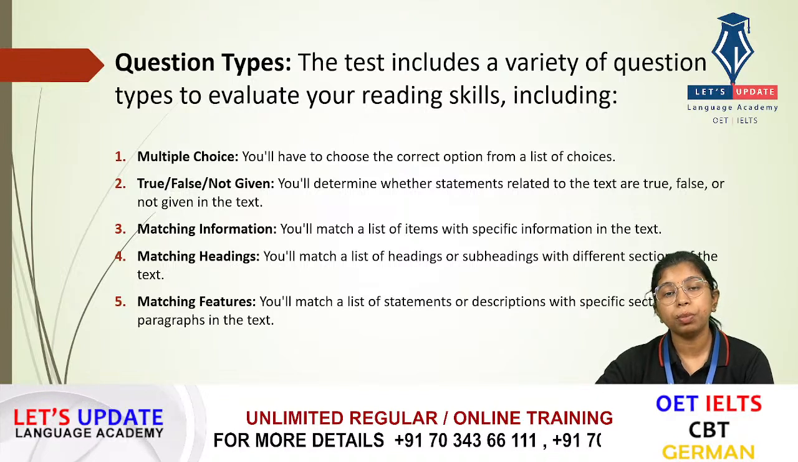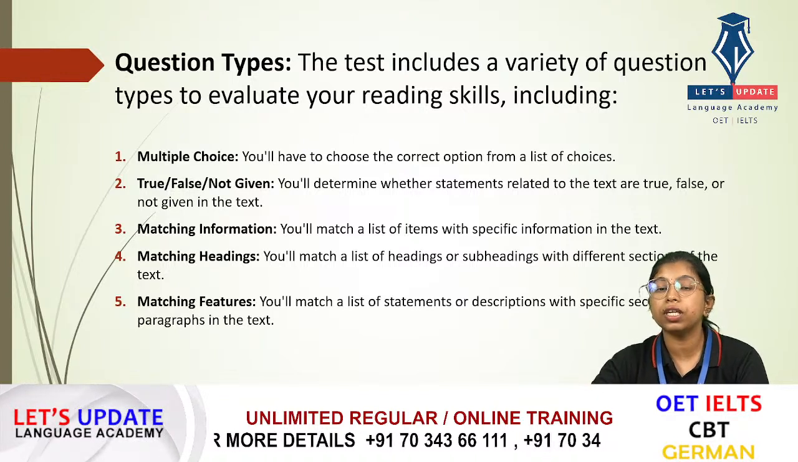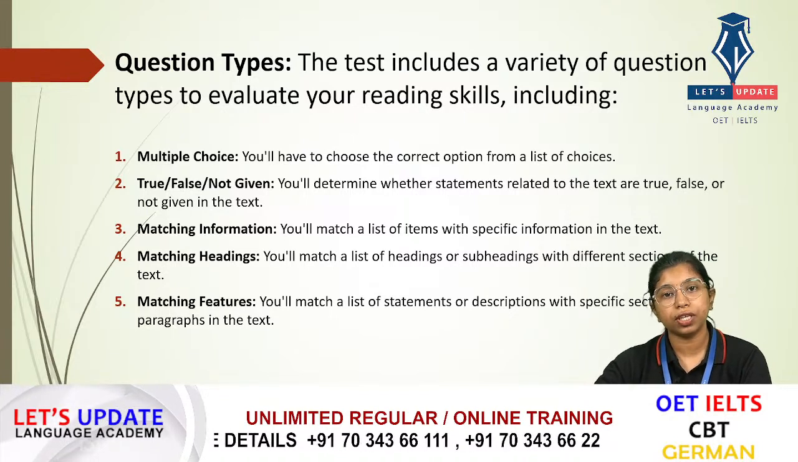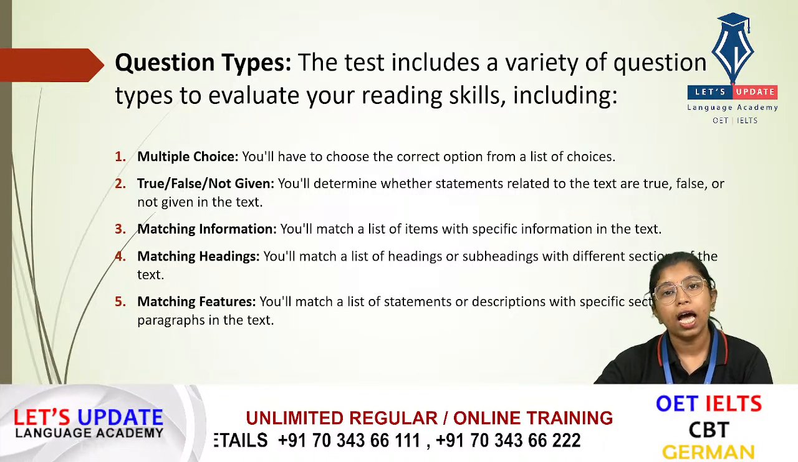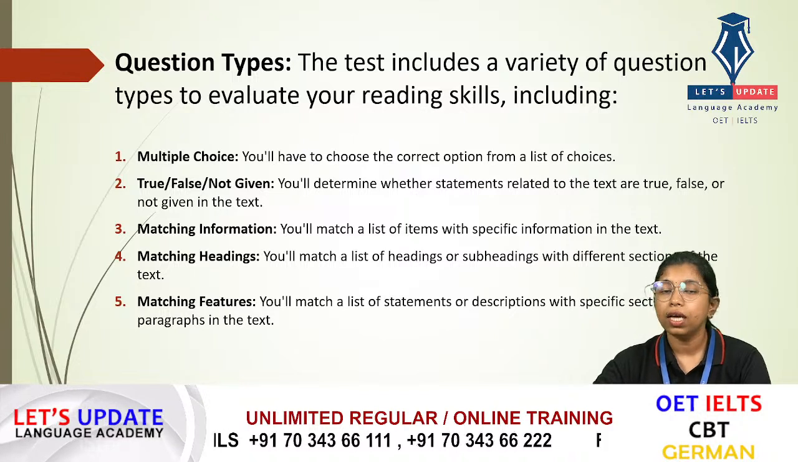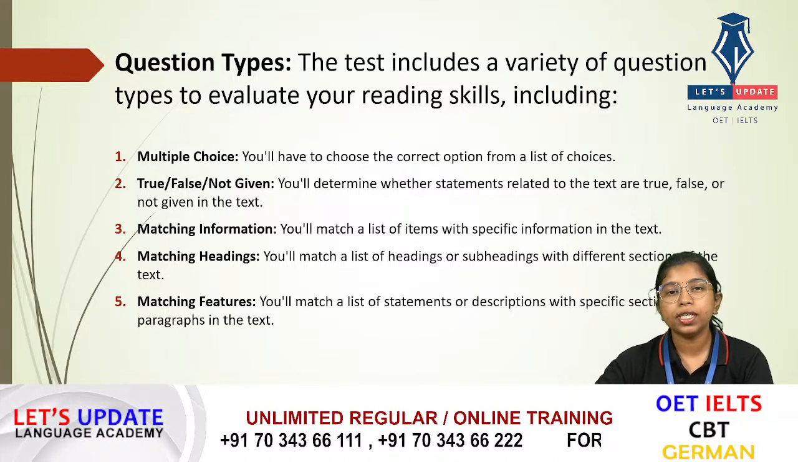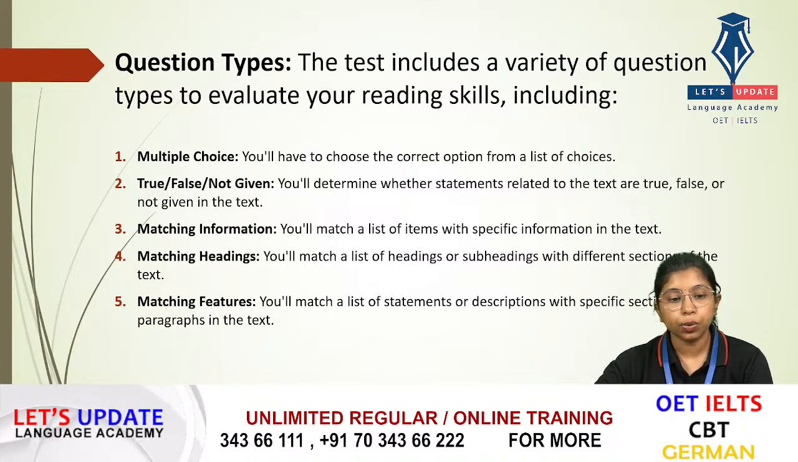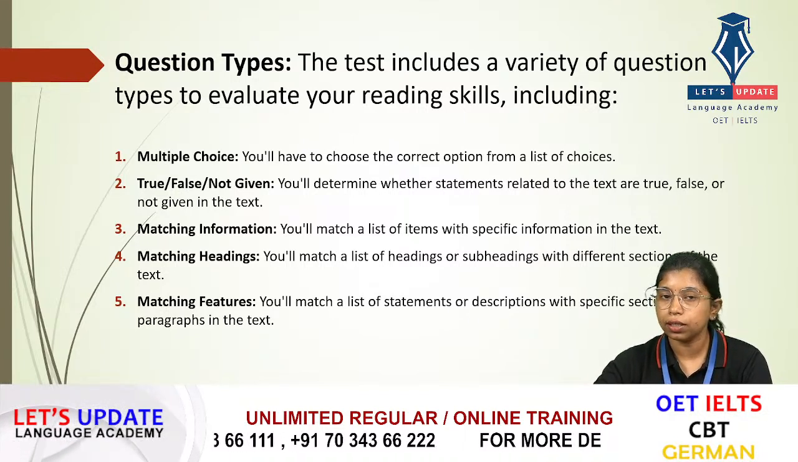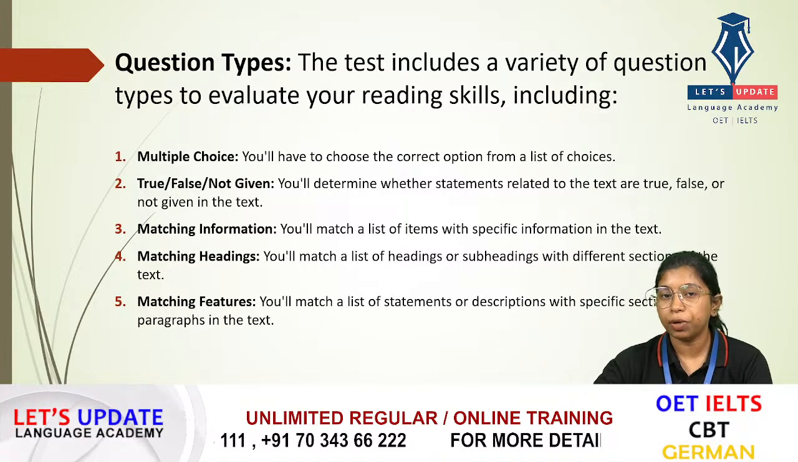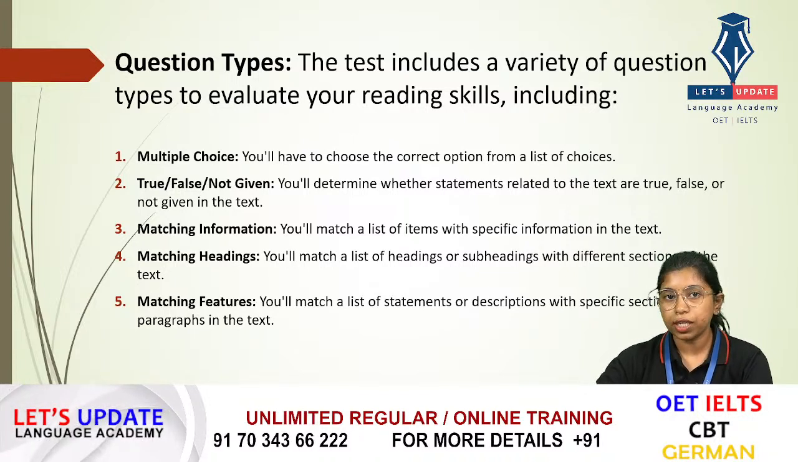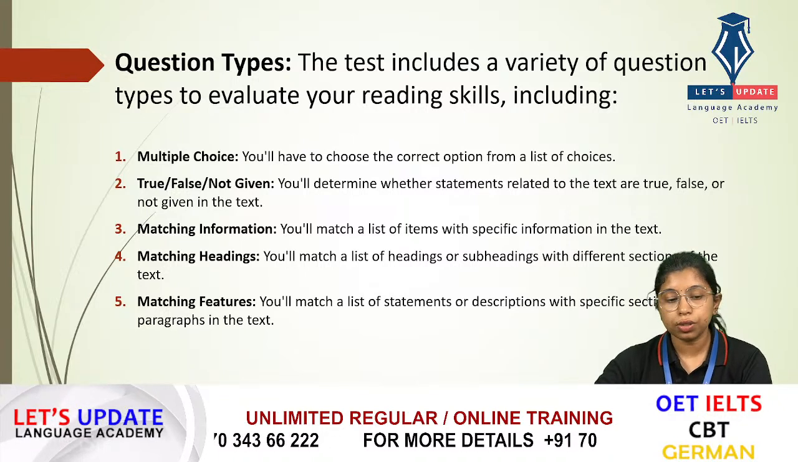If the information matches the information in the paragraph, then it will be true. If the information contradicts the information given in the passage, it will be false. And if there is no information, then it will be not given. Mostly people get confused between not given and false. So if you want to refer to it, you can go to the previous videos where I have already explained such questions and how to answer them.